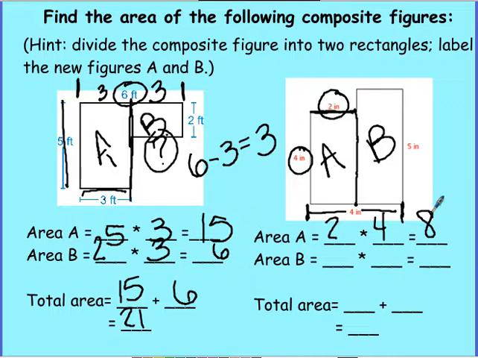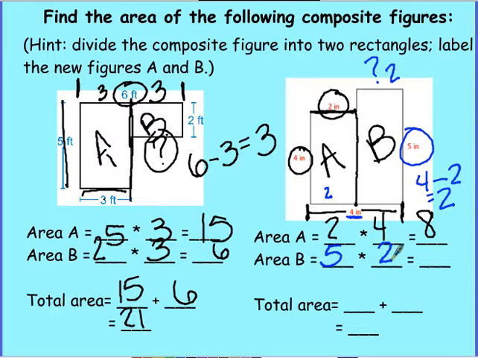Then now, here I have for B, I have 5, but I'm looking for this piece here. But the 4 is going to help me because I know 4 minus, if I look across, I remember that this was 2. So 4 minus 2 that I've already used gives me 2, so this has to be 2. So my dimensions are 5 by 2, which gives me 10.